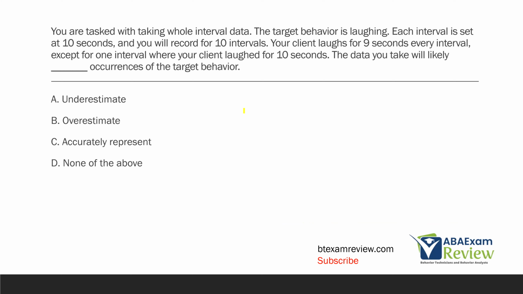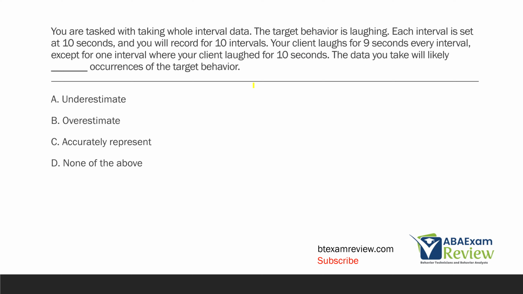You are tasked with taking whole interval data. The target behavior is laughing. Each interval is set at 10 seconds, and you will record for 10 intervals. Your client laughs for 9 seconds every interval, except for one interval where your client laughed for 10 seconds. The data you take will likely blank occurrences of the target behavior.